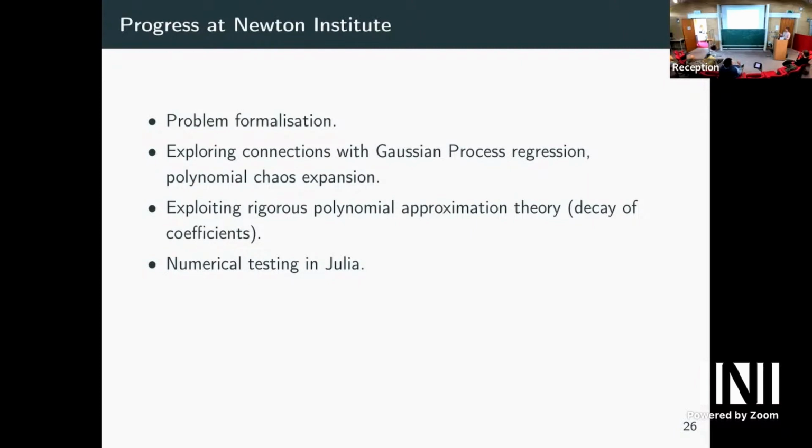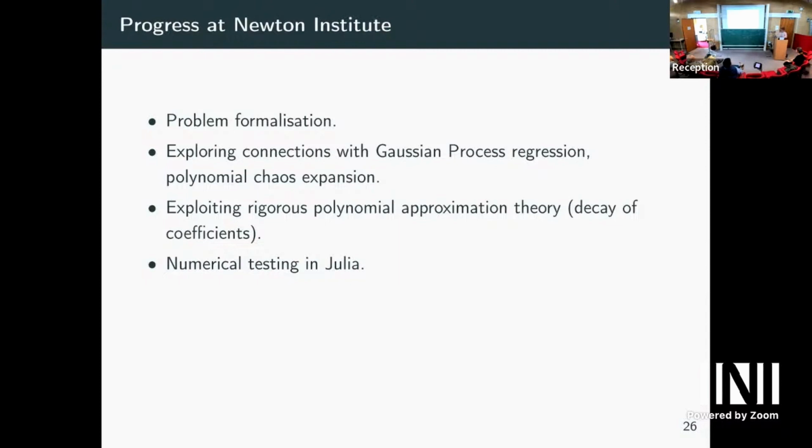And I've also looked at, at least for this 1D case, it's very simple to draw parallels to Gaussian process regression. And then if you want to go from these models to some quantities of interest, then obviously polynomial chaos expansion enters. And I also made some progress on exploiting these rigorous polynomial approximation results and decay of coefficients. And the idea is to do it for these high dimensional equivalents in this body order expansion. And I also did a lot of numerical testing in Julia.